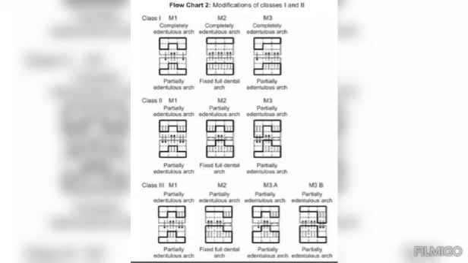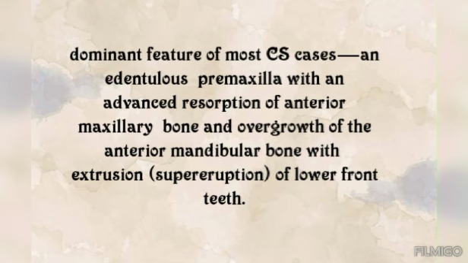And the second one is fixed full lower dentition, and the third, 3A, is partially edentulous mandible with teeth present in the anterior and occluding posterior region, and 3B, the second modification of the third one, is partially edentulous mandible with teeth present in the anterior and non-occluding posterior region.